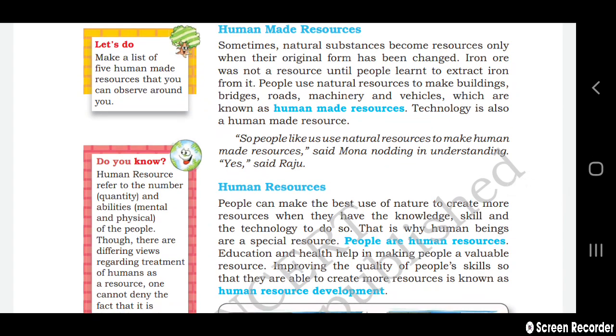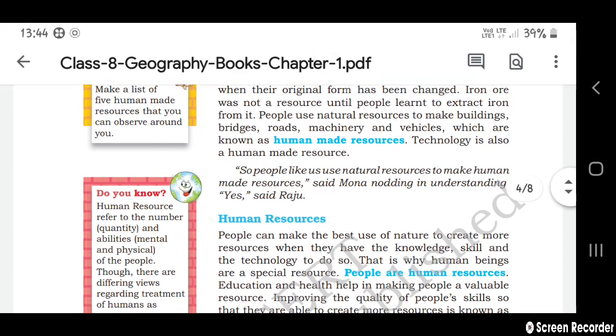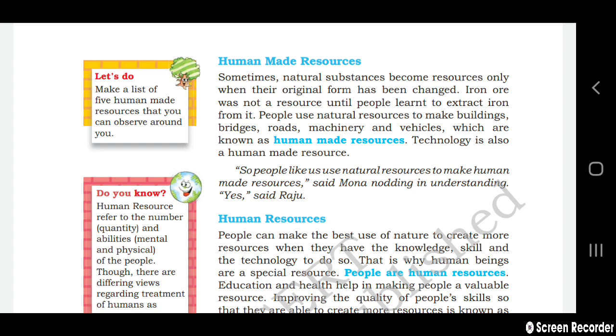Iron ore is not a resource until people learn to extract iron from it. People use these natural resources for making buildings, bridges, roads, machinery and vehicles, and these are also called human-made resources. Technology is also a human-made resource, because it is made by us humans.